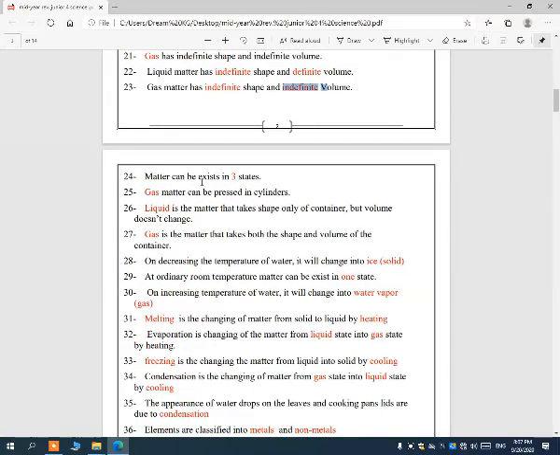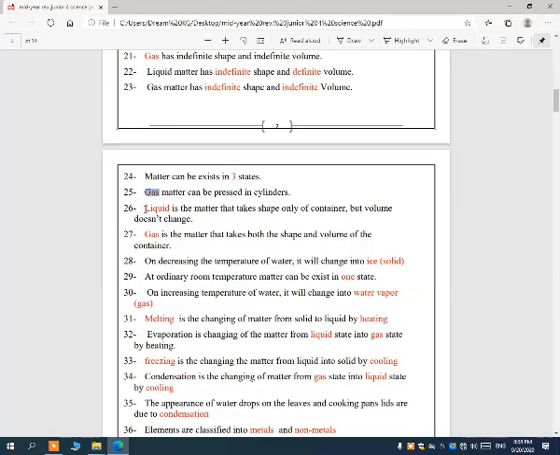24. Matter can exist in 3 states. The matter has 3 states. What are they? Solid, liquid, and gas. 25. Dots can be pressed inside the cylinder. Do you remember? I said to you, when I see the word pressed, what matter can be pressed and put inside the cylinders? I put the gas.